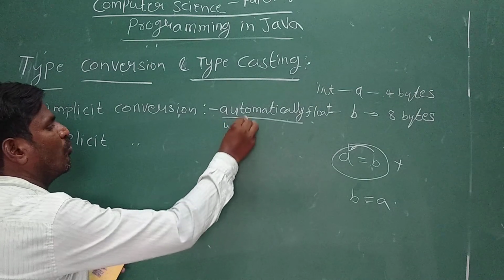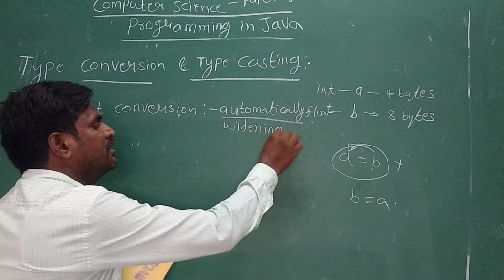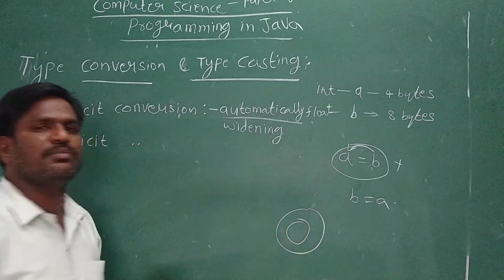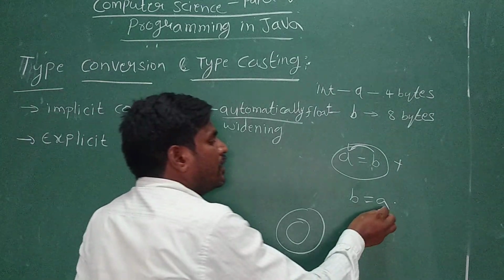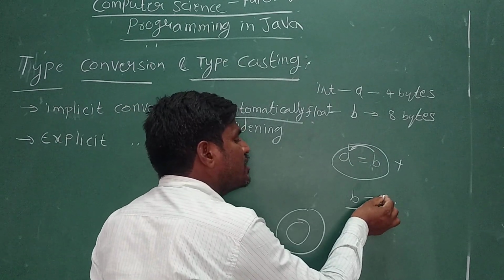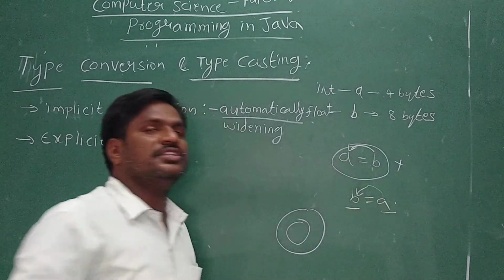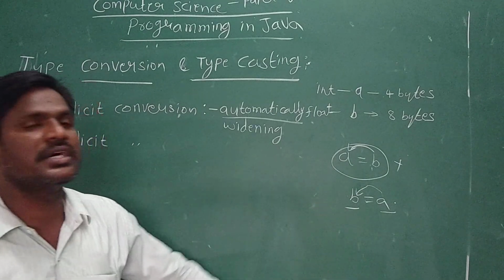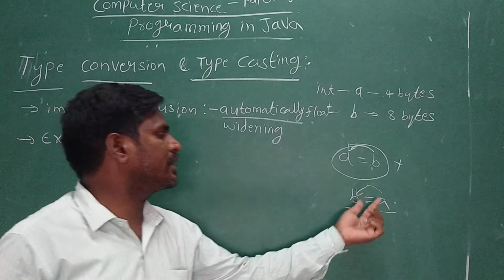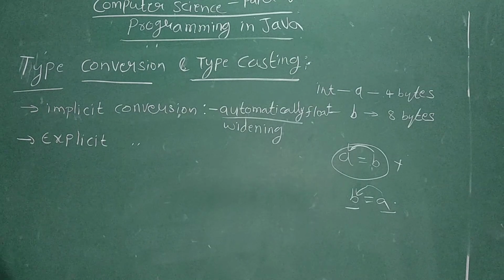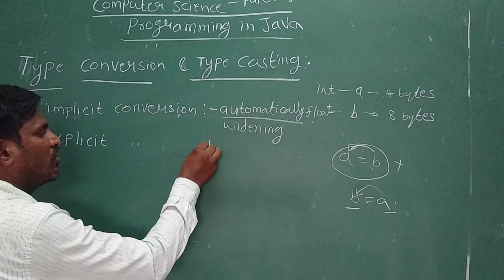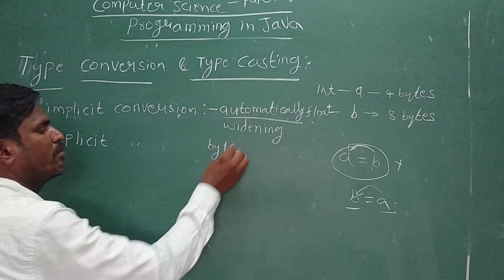So this is called widening conversion. For example, if there is a big hole, we can put any smaller sizes in it. Here, A is 4 bytes, B is 8 bytes. When you are assigning a lower size data into a higher size, there is no chance of loss of data, so it will be automatically converted. This automatic conversion is called implicit conversion. Simply, smaller size variables can be converted into larger size automatically.